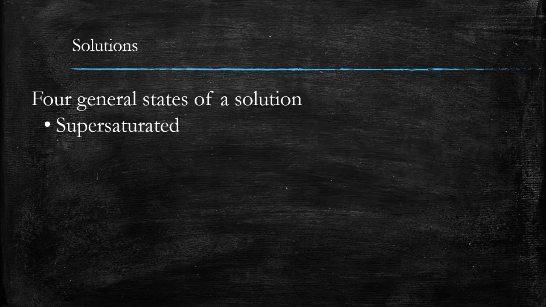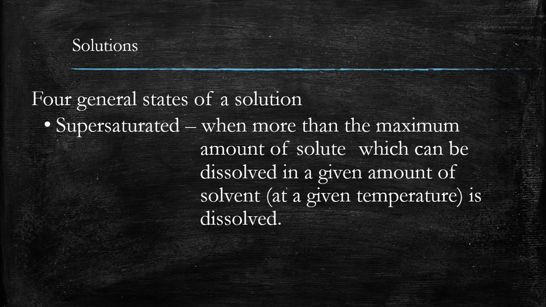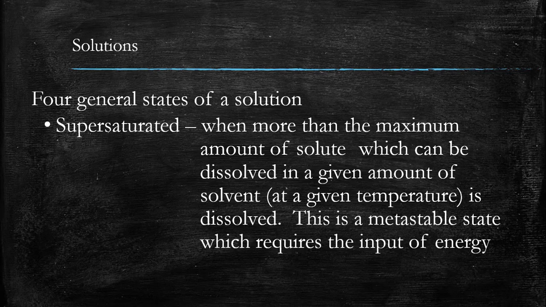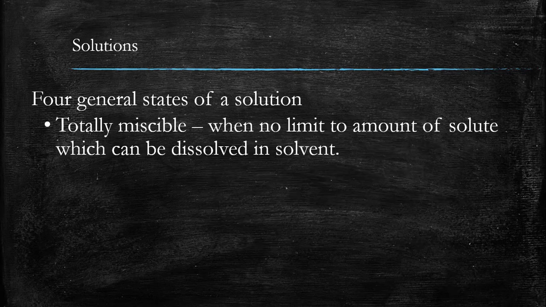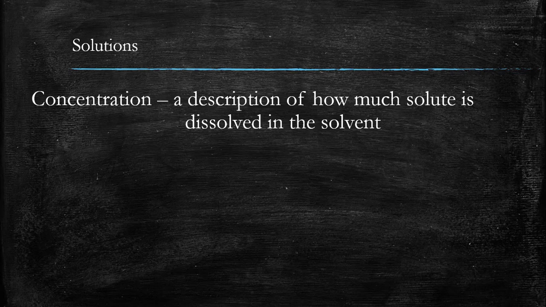In a supersaturated solution, this is an unusual case where more than the maximum amount of a solute can be dissolved at a given temperature. This is a metastable state and requires the input of energy. Lastly, there's totally miscible, and this is when there is no limit to the amount of solute which can be dissolved in the solvent. We will talk about concentration.